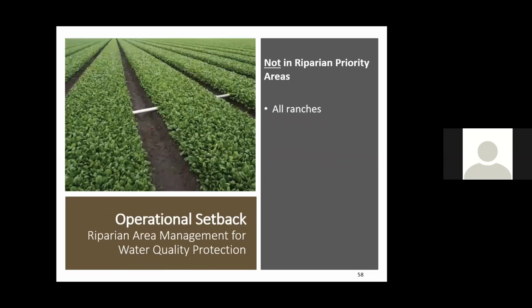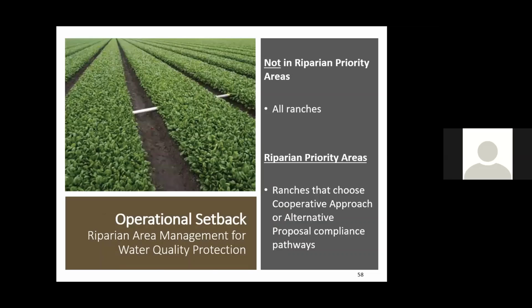So again, the operational setback is required if your farm is not in a riparian priority area. If you're in a riparian priority area and you choose either the cooperative approach or the alternative proposal compliance pathways, you would also need to establish an operational setback on your farm.